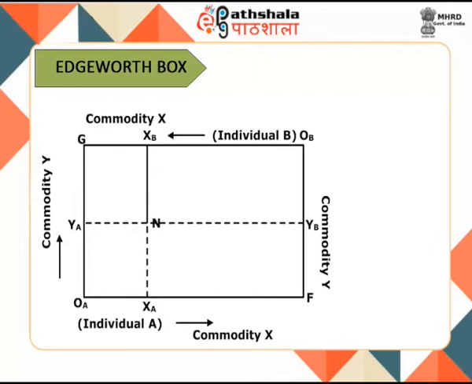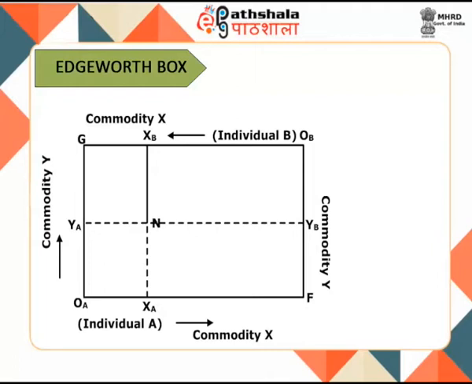OAGOBF. The allocation to individual A is OA XA of commodity X and OA YA (XAN) of commodity Y, while the allocation to individual B would be OB XB of commodity X and OB YB (XBN) of commodity Y. Note that OA XA and OB XB would add up to OAF, and XBN plus XAN would add up to OAG.